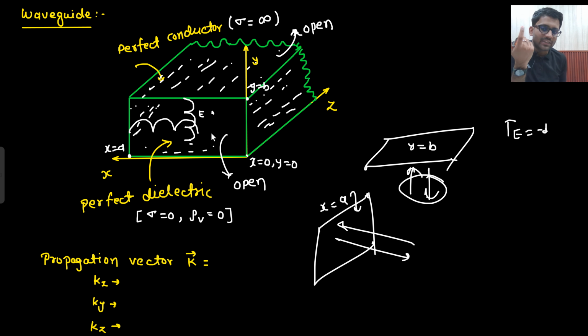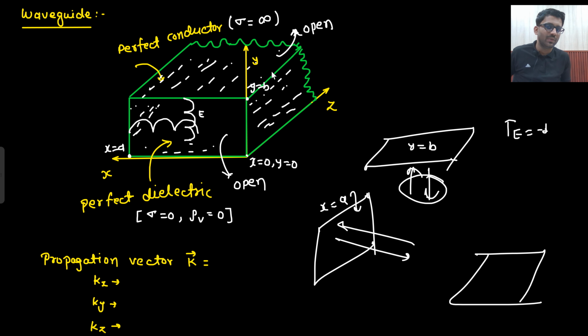And what if the wave was traveling like this? Then it will strike the y equals 0 plane. It can strike the y equals 0 plane as well, no? This is your y equals b plane. What is this plane? The y equals 0 plane. So if it is striking the y equals 0 plane, then the same thing will happen: incident and then reflected back.